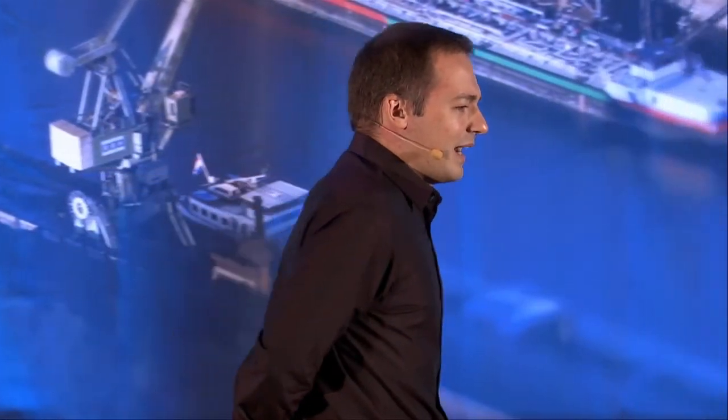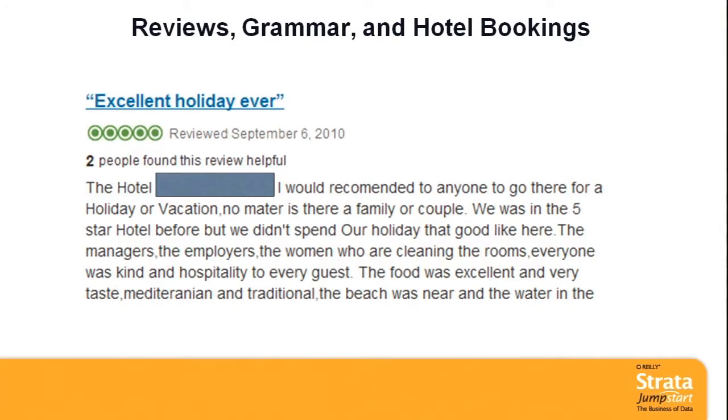We're analyzing the effect of reviews on hotel bookings. So here's a review from TripAdvisor for a hotel. "The hotel I would recommend to anyone who goes there for a holiday or vacation, no matter if it's a family or couple. He was in a 5-star hotel. We was in a 5-star hotel before, but we didn't spend our holiday that good like here. The managers, the employers, the women who are cleaning the rooms, everyone was kind and hospitality to every guest."